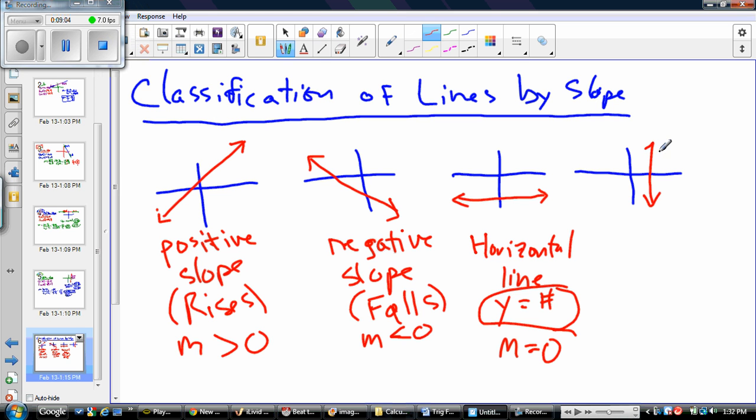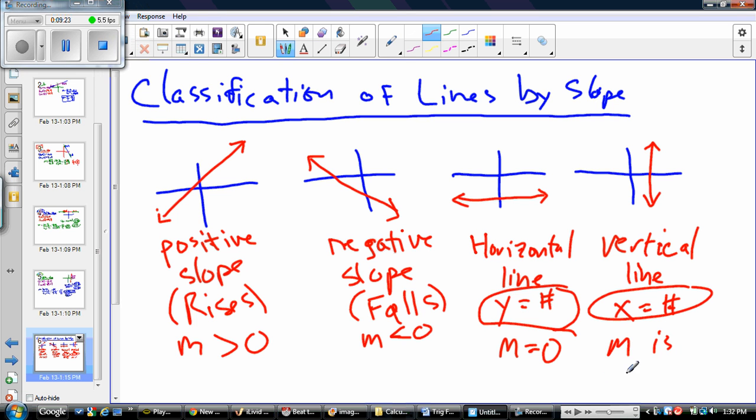And any line going up and down is a vertical line. Sorry about that. Vertical line, x equals some number, and slope is undefined, because we cannot divide by 0. Okay? So that's a lot of information.